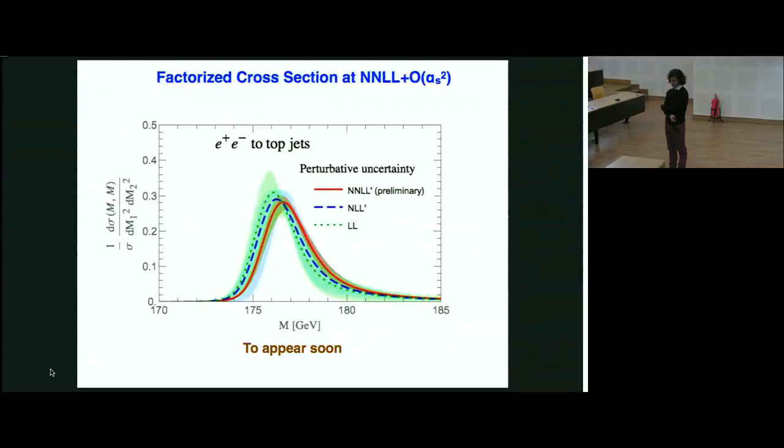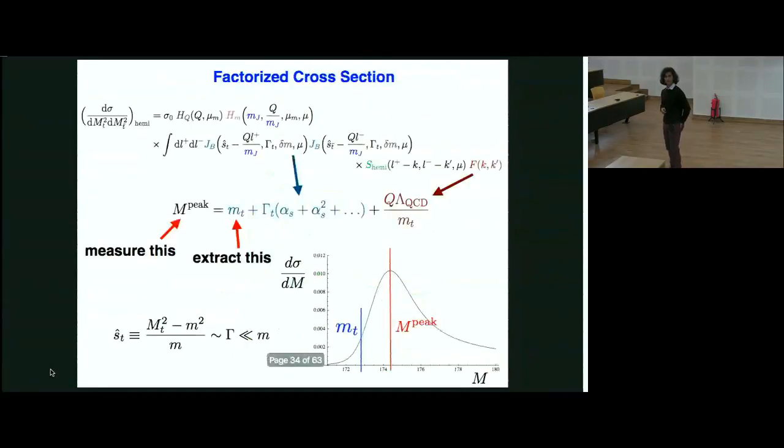So this calculation was done at next to leading log prime, which is next to leading log accuracy, and you include order alpha_s corrections. We extended this calculation to next to next to leading log. This was a very exciting project. The fact that all the pieces in this cross section were known up to two loops, except for this matching coefficient between SCET and the BHQET.